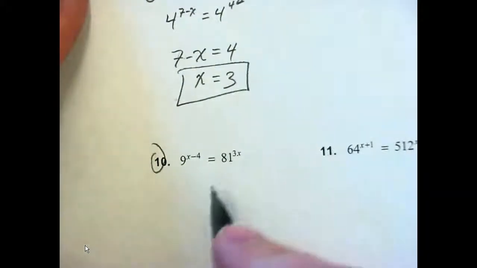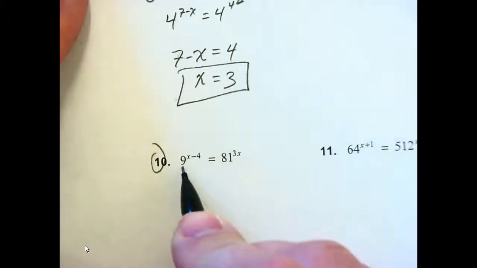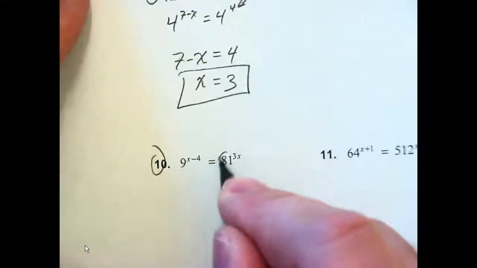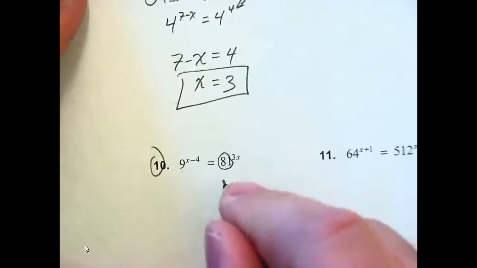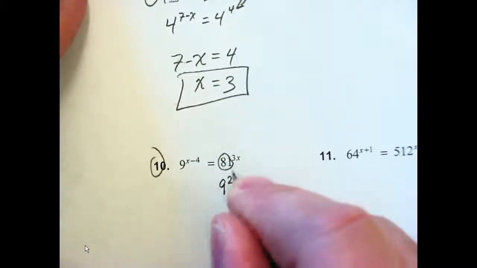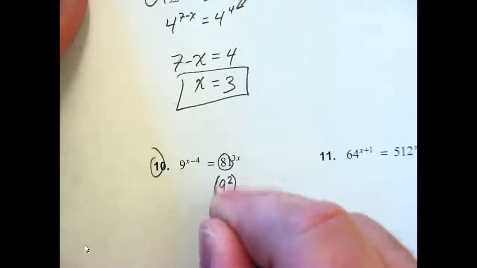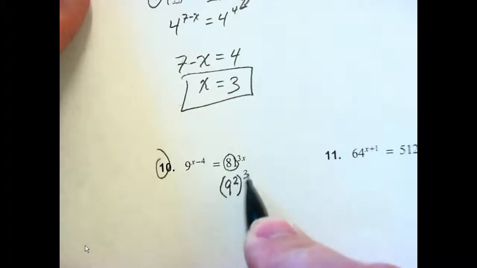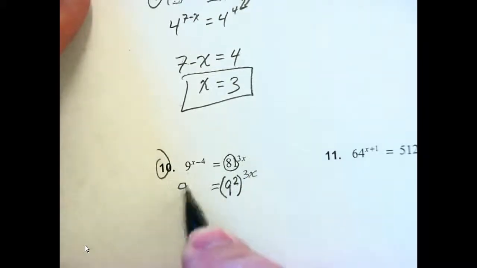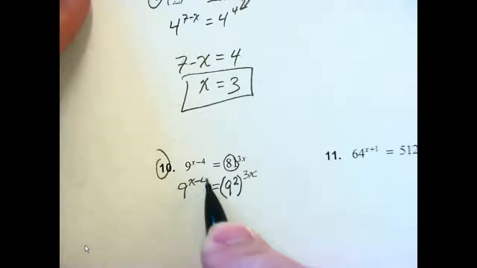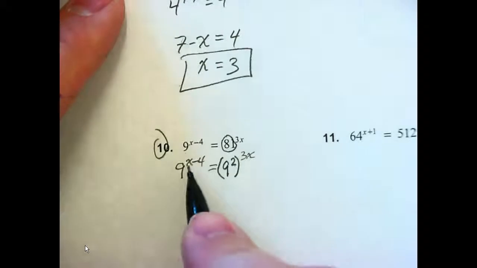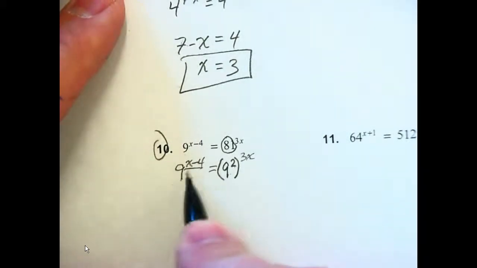Say I'm trying number 10. Can any one be written as 9 to a power? Yeah. What power of 9 is 81? That's 9 to the 2nd. Now notice, I circled that. I'm going to put that in parentheses. That's 9 to the 2nd to the 3x power. So I've got to rewrite it. And I know we get in a hurry when we're doing these. But don't get in so much of a hurry you mess yourself up. This power, we have the same base now. This power is x minus 4.